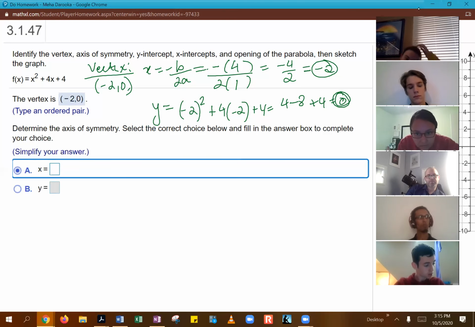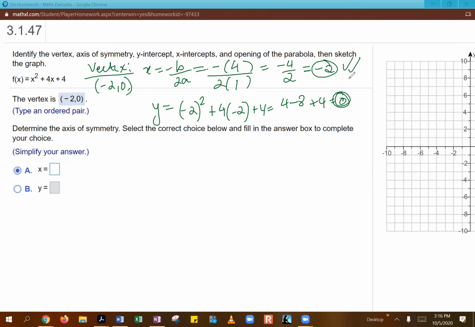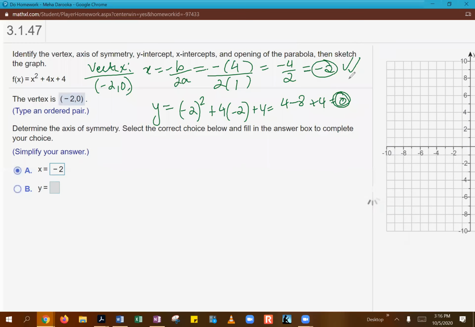And then what number are we putting in there? It comes from your vertex. Yes, it's always going to be that x coordinate from your vertex. So it's always going to be the same number that we came up with for our vertex. So we are putting in negative 2 over here. Very nice.